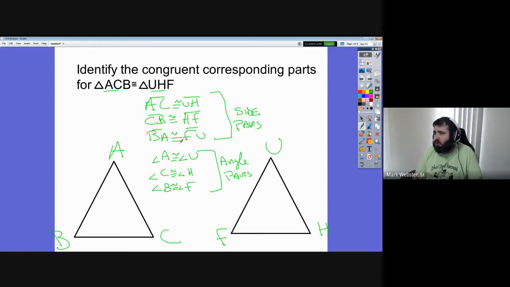And especially for triangles, it doesn't need to be drawn out like this. You could take everything straight from the congruent statement: AC, UH, CB, HF, BA, FU, and then angle A, angle U, angle C, angle H, angle B, angle F. Straight from this congruent statement. But does it help sometimes to draw a picture?